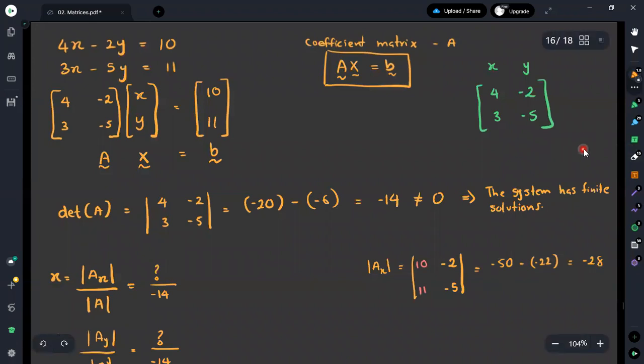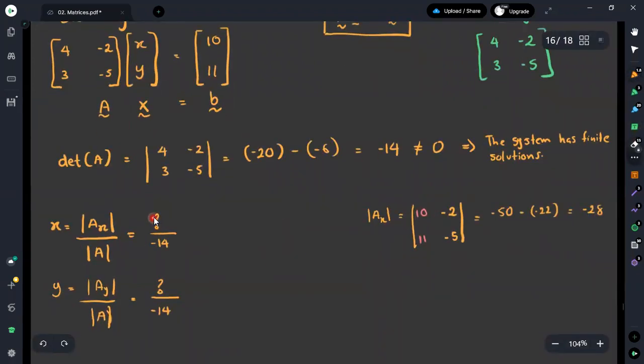Similarly, we can do it for the determinant of Ay as well. Therefore, what we are going to do is the substitution here. Now x can be obtained as Ax divided by A. Therefore, here we will get it as 28, it is equal to 2. Then in a similar manner, you need to obtain the answer for Ay as well.